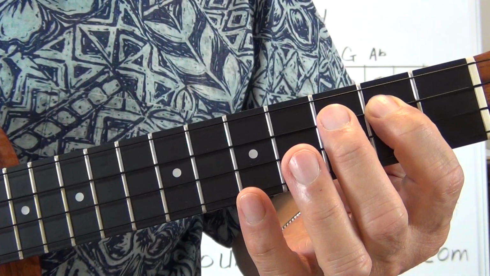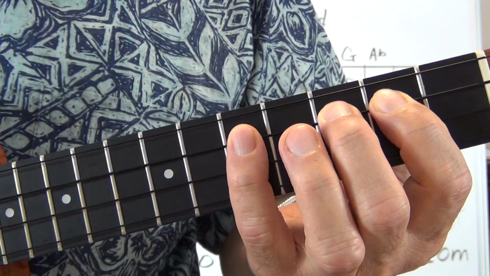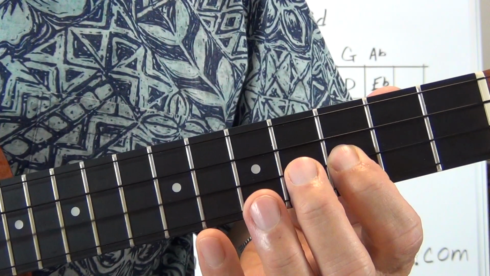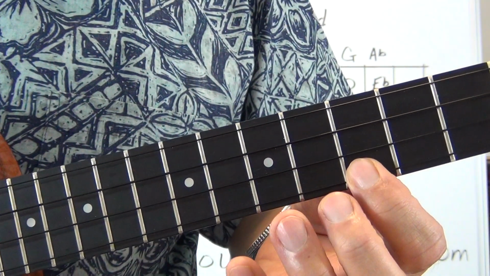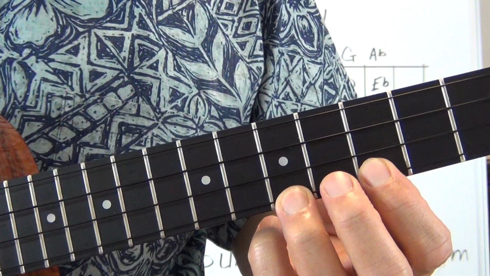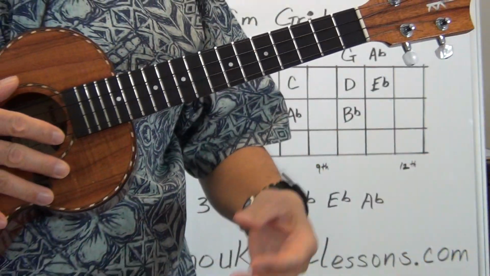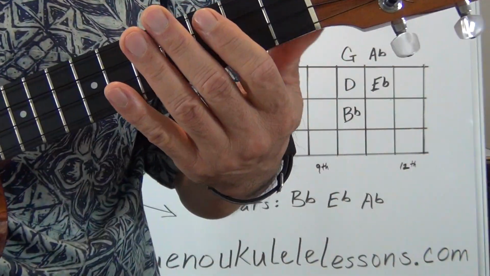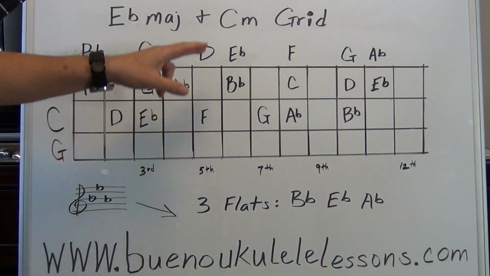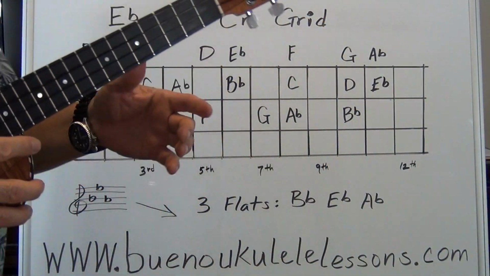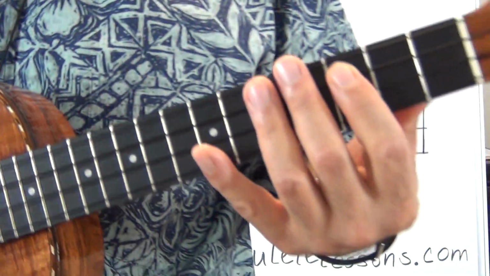D, E flat, F, next string G, A flat, B flat, next string C, D. Okay, so do all your necessary practices with that. Next, we're going to go from E flat to E flat, and guess what that is? That is your basic E flat scale in the basic position. So this should be just a review for you.